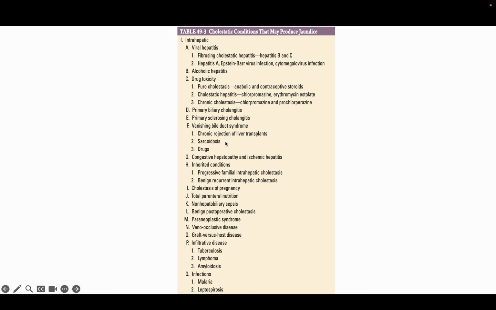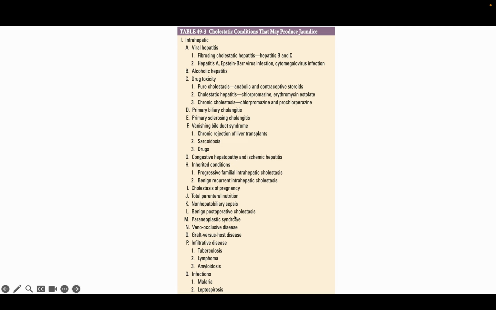Vanishing bile duct syndrome can be secondary to rejection and sarcoidosis, and some drugs like carbamazepine can cause vanishing bile ducts. Congestive hepatopathy can cause intrahepatic cholestasis because of the congestion. In them, the enzyme elevation will be more, and the congestion can cause bile duct damage. But in primary sclerosing cholangitis, primary biliary cholangitis, and vanishing bile duct syndrome, the biliary system takes the main damage, where bilirubin and ALP will always be more significant.